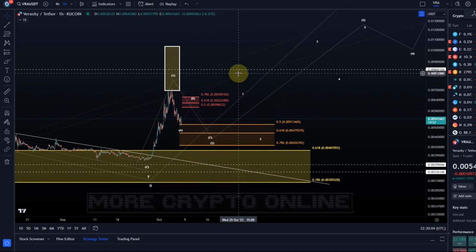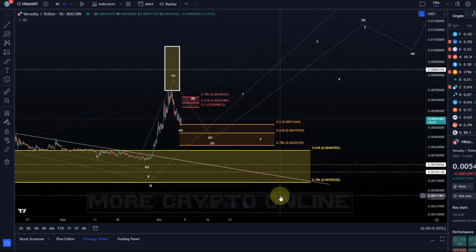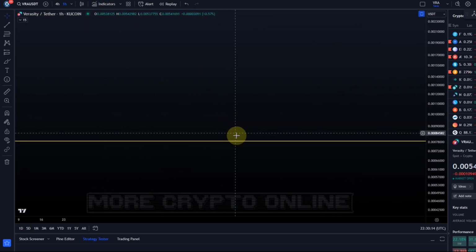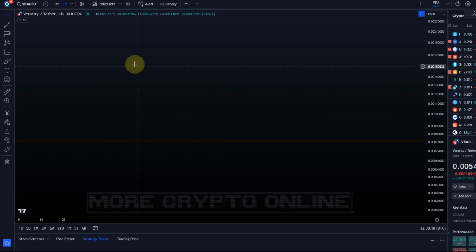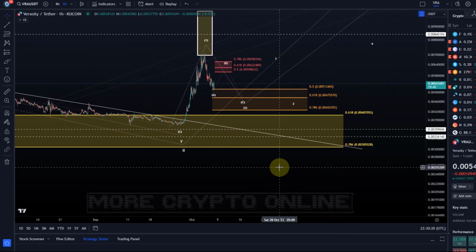And below the orange box, the yellow box becomes relevant and support all the way down to 0.003. Below 0.003, we're breaking below long-term support and could drop all the way down to around about 0.0007. So yeah, that would be quite bearish. Yeah, that's just the situation.